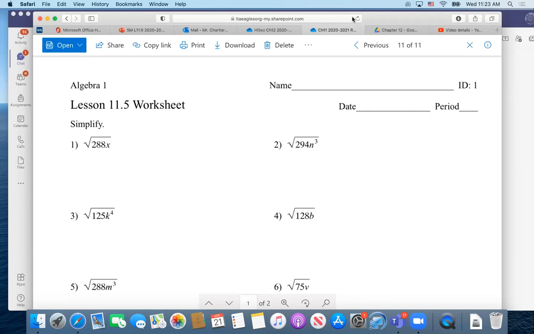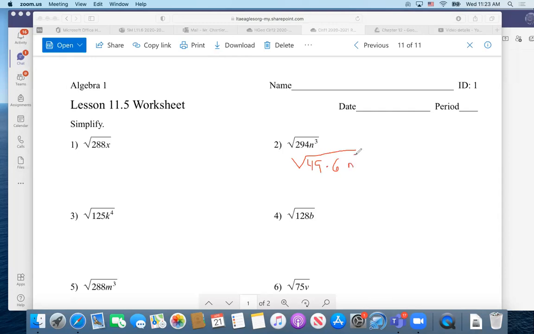So all I'm doing is going through all those perfect squares until I find one that works. So it ends up being 49 times 6. So 49 times 6 is 294. The way we handle the variable is from the rules yesterday. If it's even, we take half of it. If it's odd, we subtract 1 and take half of it. So let's see. The square root of 49 is 7. So we're done with the 49.